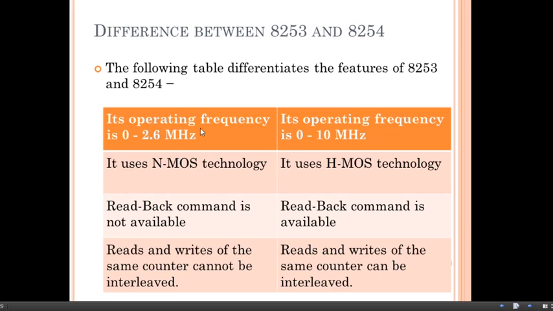8253 operating frequency is between 0 to 2.6 megahertz, and for 8254 the operating frequency is 0 to 10 megahertz. 8253 uses NMOS technology while 8254 uses HMOS technology. Here the readback command is not available, while the readback command is available in 8254. In 8253, reads and writes of the same counter cannot be interleaved, while in 8254 reads and writes of the same counter can be interleaved. So these are the differences between 8253 and 8254.